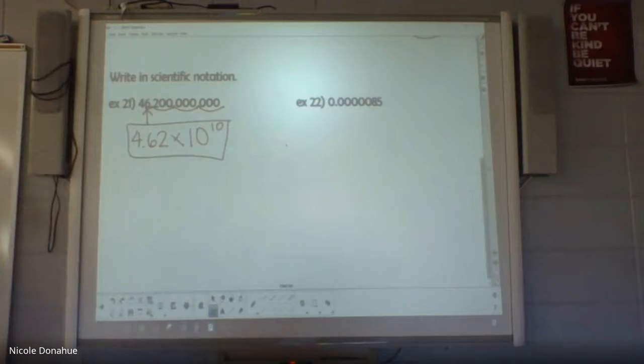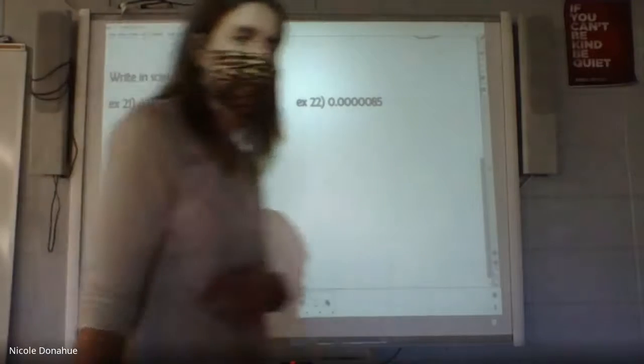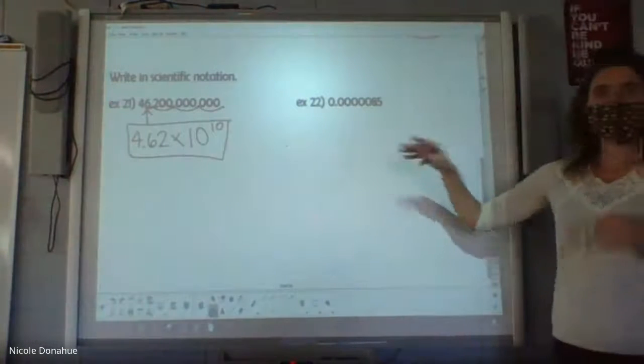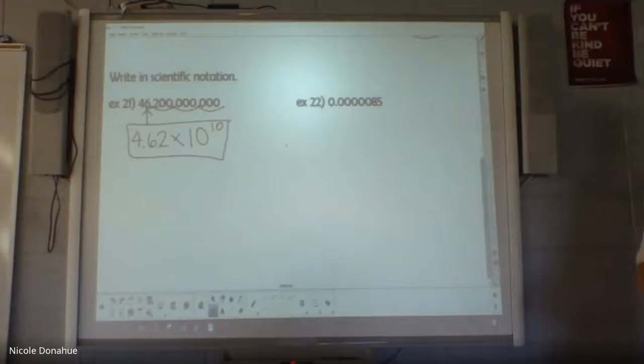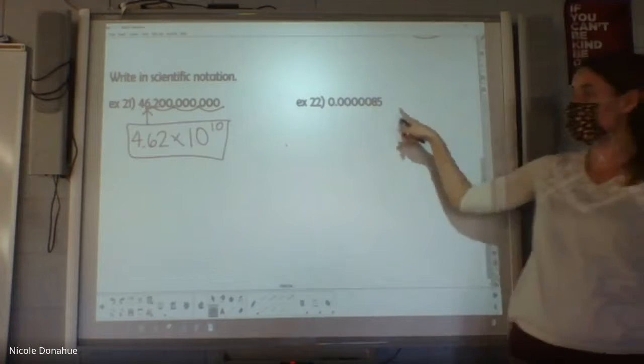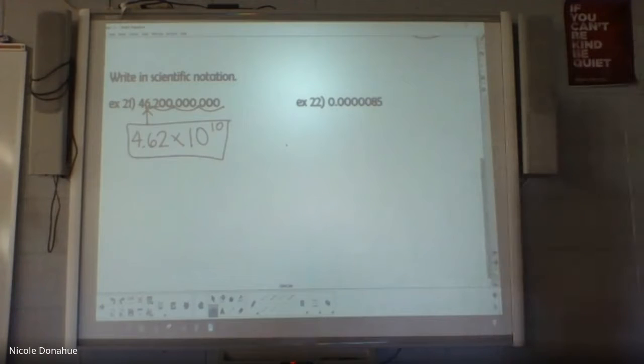Now your calculator is capable of doing these, or sometimes it even does it without you wanting to. If the number is too big, it'll put it in scientific notation for you. But scientific notation can also be used for really small numbers. So this is less than a penny. That's not lunch money. I can't buy anything with that.